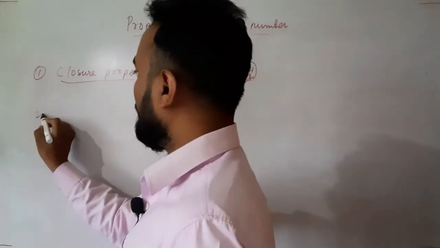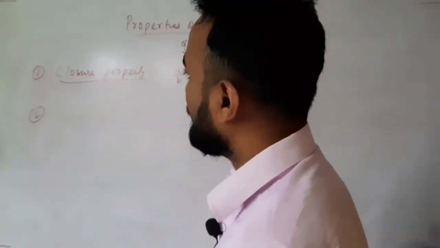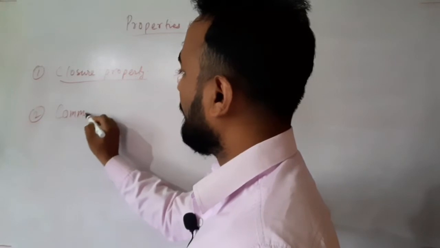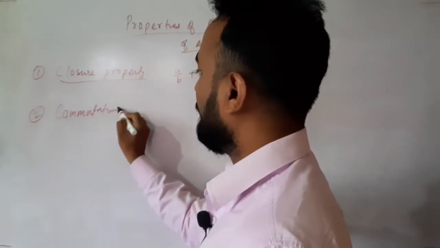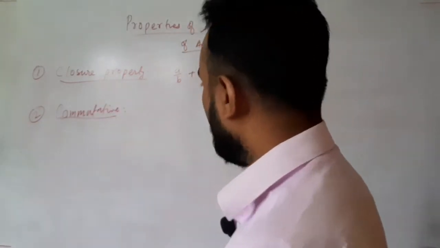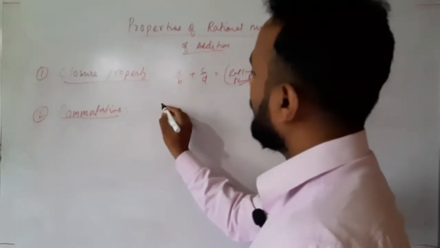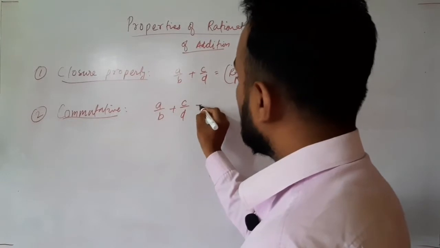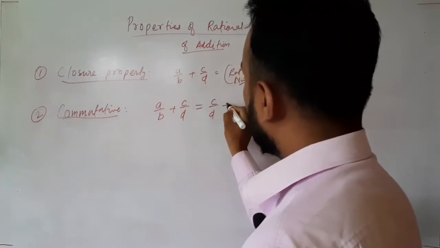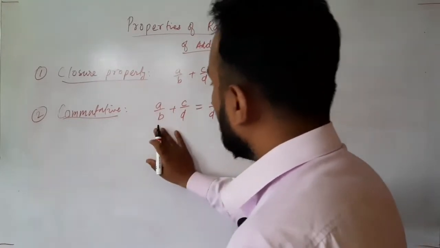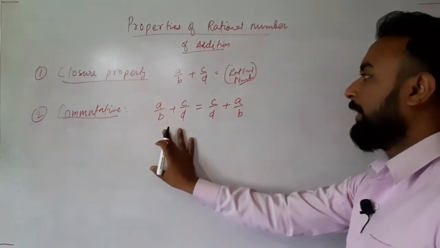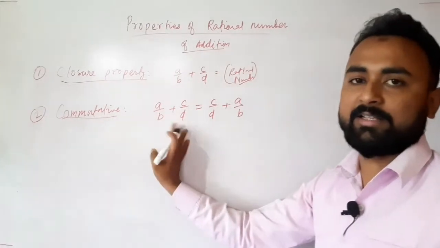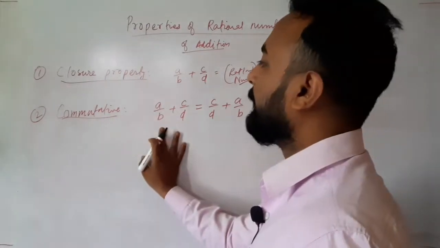Property number 2 you have is the commutative property. According to this property, a by b plus c by d is equal to c by d plus a by b. Only here you have to alternate them. Okay, अब इसको क्या करना है? Only you have to change the place of the first and second rational number. तो ये आपका same आएगा.